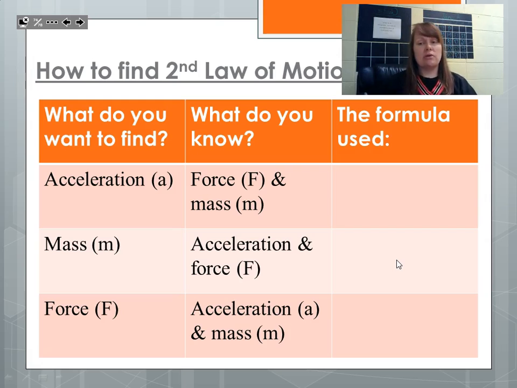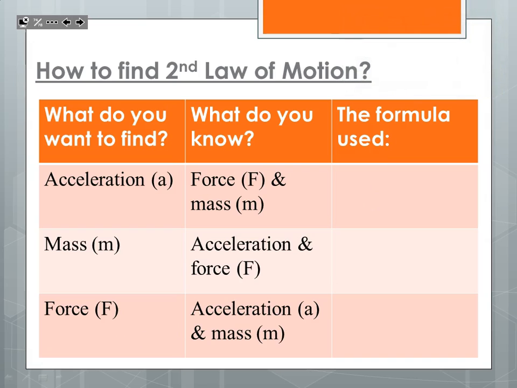When we look at Newton's second law, we've got three variables: our acceleration variable, our mass variable, and our force variable. If we want to find acceleration, we must have force and mass. If we want to find mass, we must have acceleration and force. If we want to find force, we must have acceleration and mass. Hopefully a lot of you can remember the triangle method. We looked at this about two weeks ago when we were doing speed and velocity, and we used the triangle method because it has three variables.